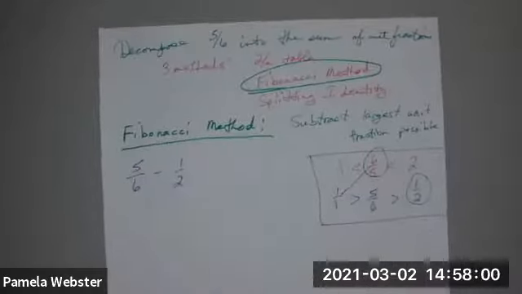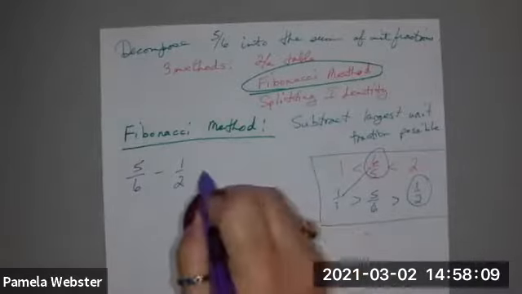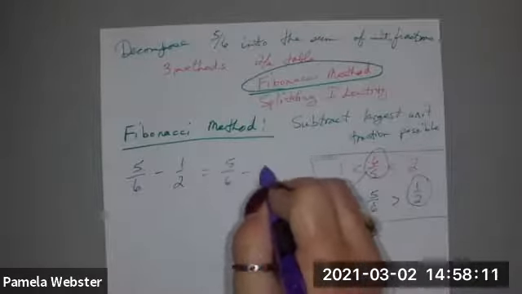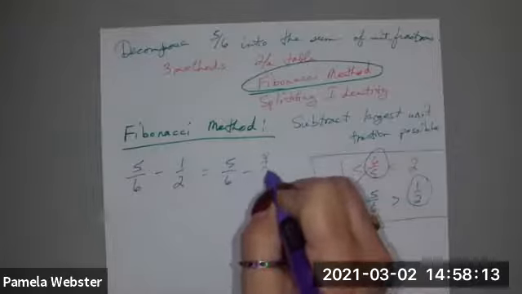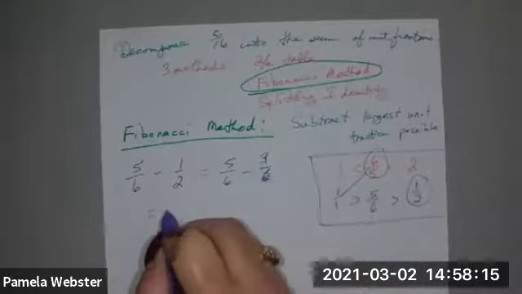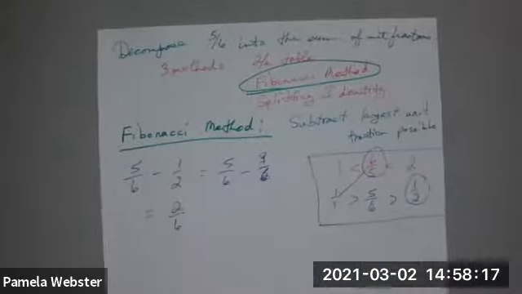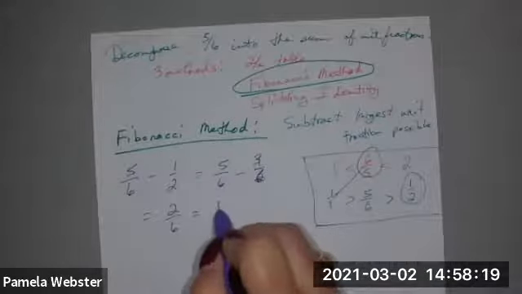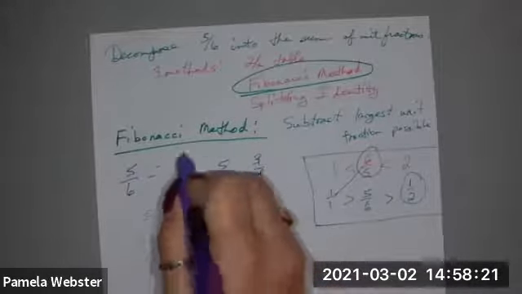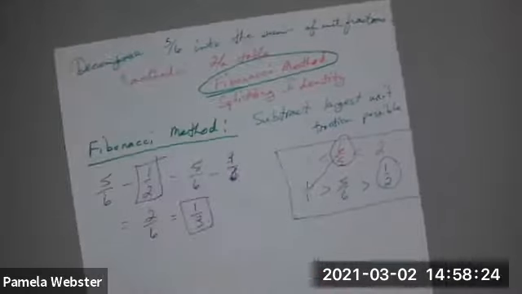There we go. Subtract the largest possible unit fraction. That's what we wanted to do. So we pull that guy out. I need a common denominator. Oops, 3/6. So that gives me a 2/6 left over. And fortunately for us, that will reduce. And we are done. Okay.